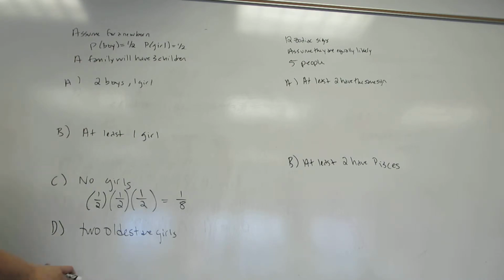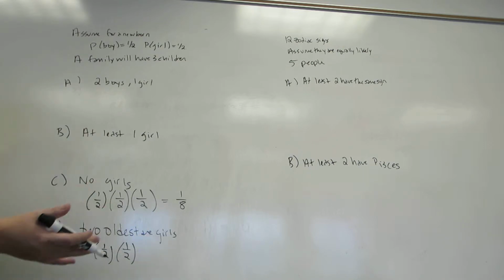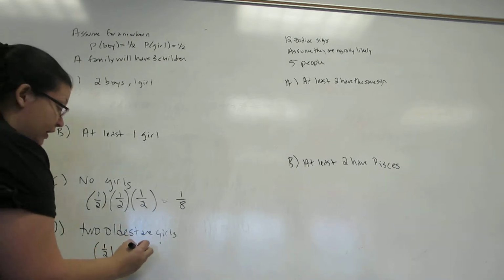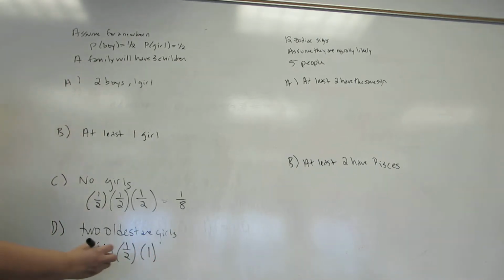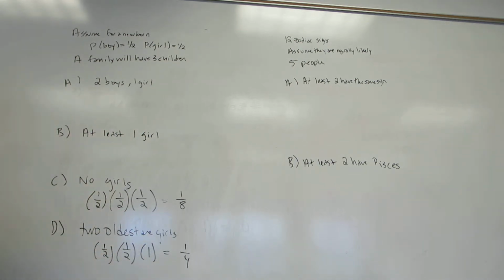We can do something similar down here. If the 2 oldest are girls, notice we didn't say anything about the youngest. So the first child born is a girl, the second child born is a girl, and the third child, I don't actually care. It's not part of this. It could be a boy or a girl, which means I'm literally multiplying by a 1 here because I'm allowing all possibilities. So we get a probability of 1/4 that the 2 oldest are girls.